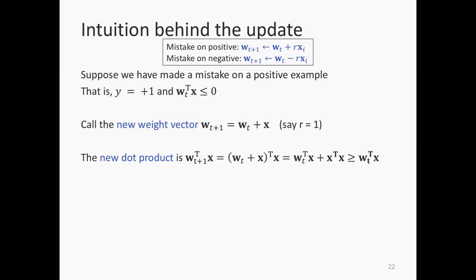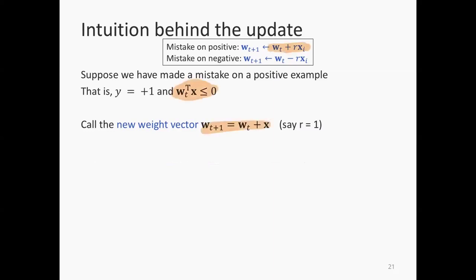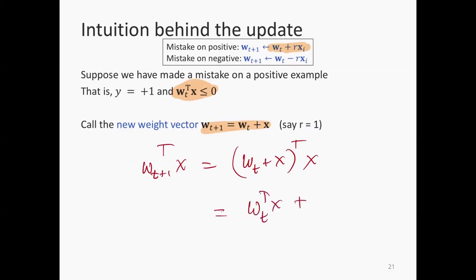So rather than just showing you, I'm going to write it. I can ask, what is the dot product of W_{t+1} transpose X? But W_{t+1} is simply W_t plus X, transpose X, which is W_t transpose X plus X transpose X, right? Now, what do we know? We know that W_t transpose X was negative. So this part was negative. We can ask, will this thing still be negative?